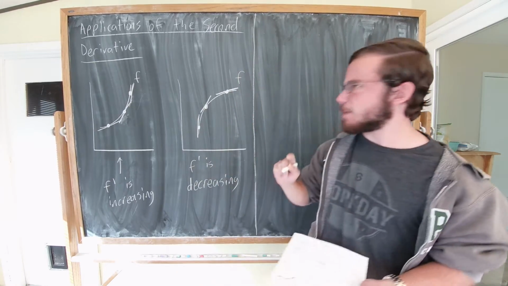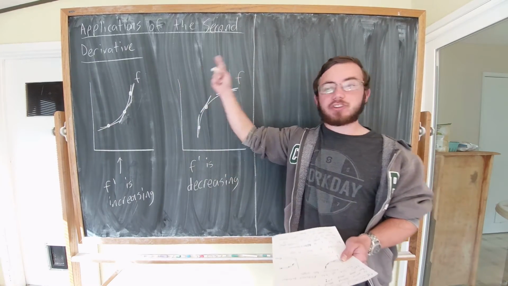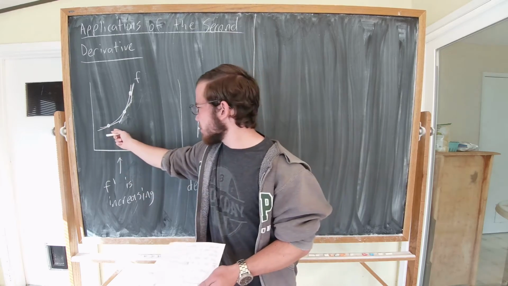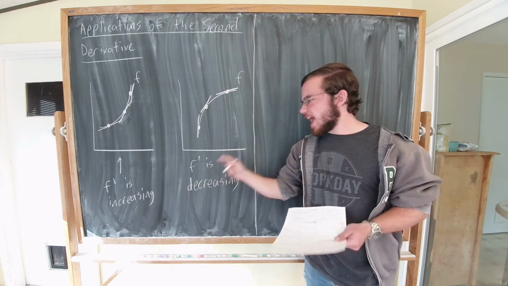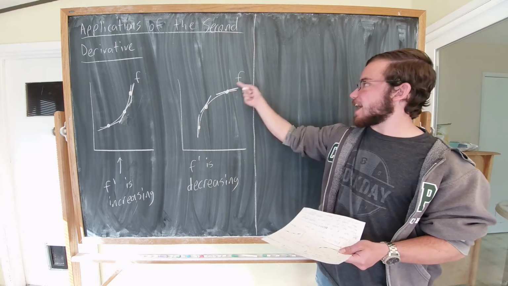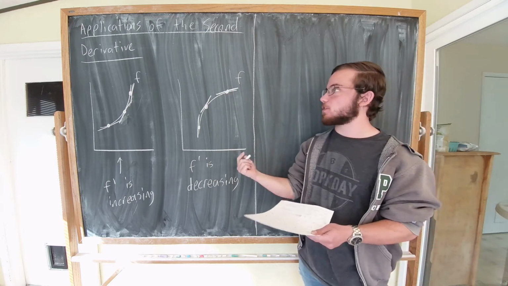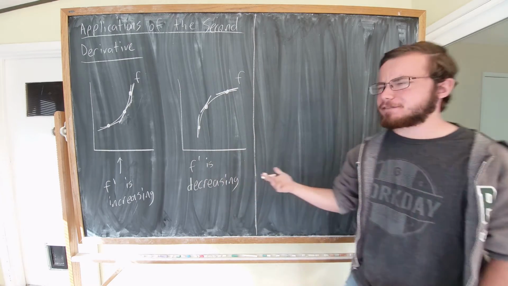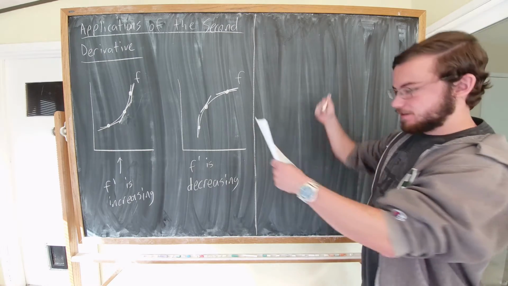And we see that corresponds directly to the shape of the original function. When f prime is increasing, it's almost like f is bending upwards. And when f prime is decreasing, it's almost like f is bending downwards. Well, let's quantify that mathematically.